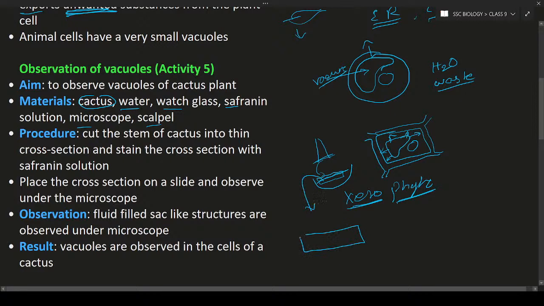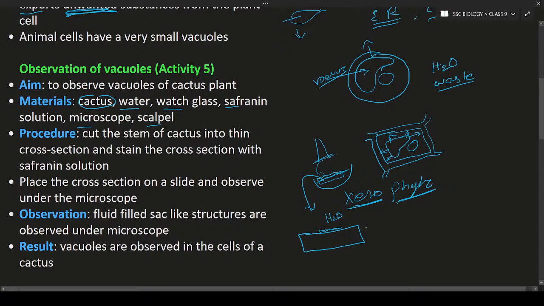So this is the microscopic slide. Place the cactus layer, a small cross section of the cactus stem. Then add a few drops of water, so as to remove the excess amount of stain. Then keep the slide under the microscope and observe.